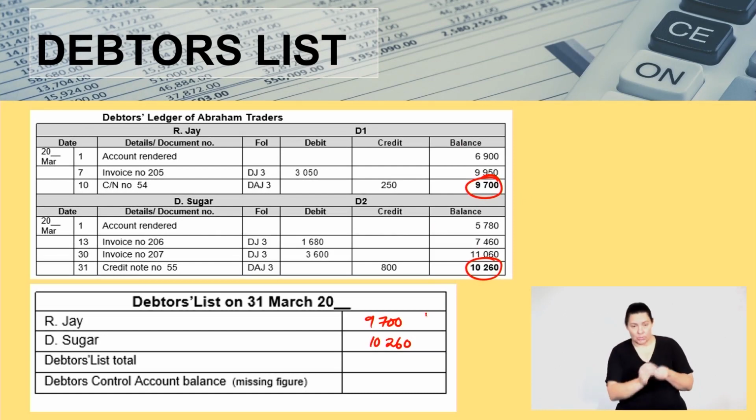I'm going to give you just a second to totalize it. Punch 9,700. I'm going to repeat it. 9,700 plus 10,260. And then you get your 19,960. Remember, it should be the same as your debtors control balance.